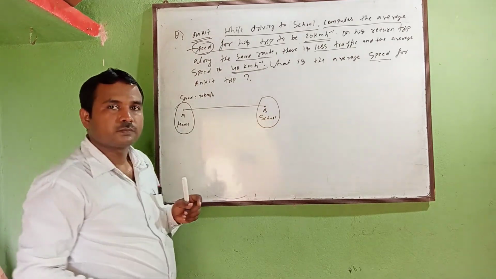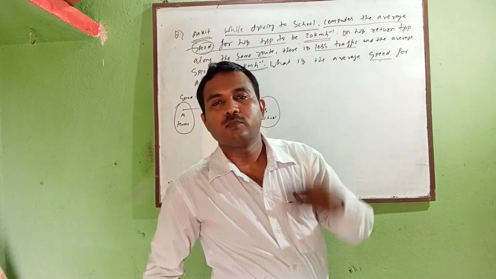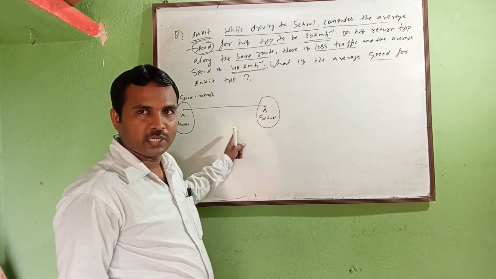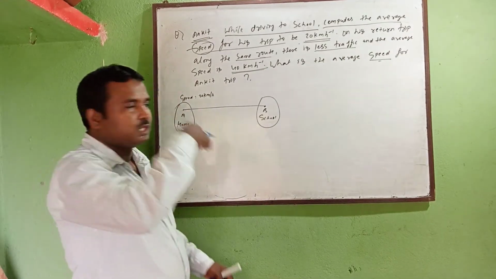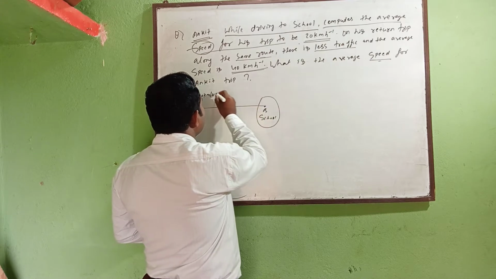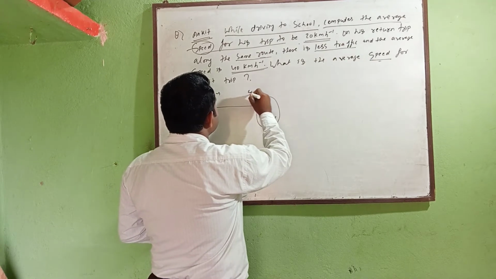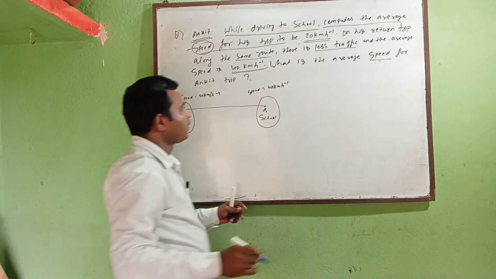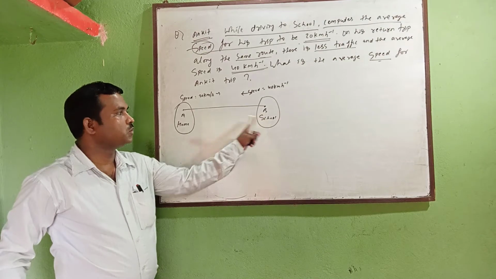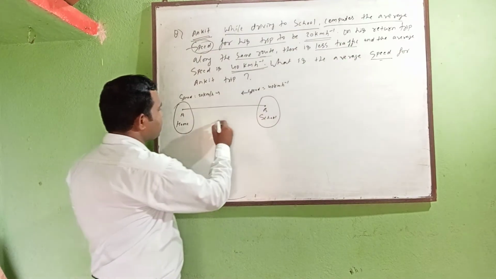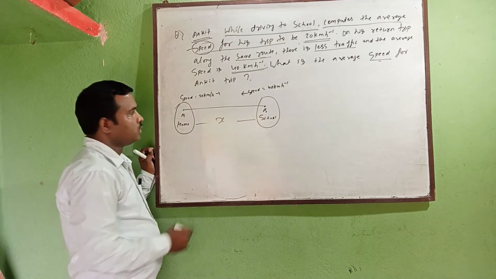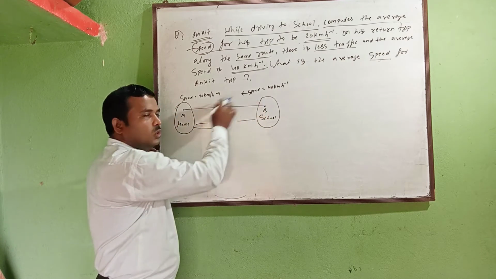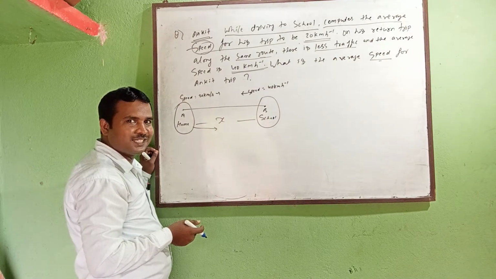But when he comes from school to home, at that time there is less traffic. In the morning there was more traffic, but at departure time there was less traffic. So he returns with a speed of 40 kilometer per hour from school to home. You can assume that x is the distance between them. So home to school is distance x, and when he returns, the distance will be the same. Distance will not increase or decrease. Is it clear?